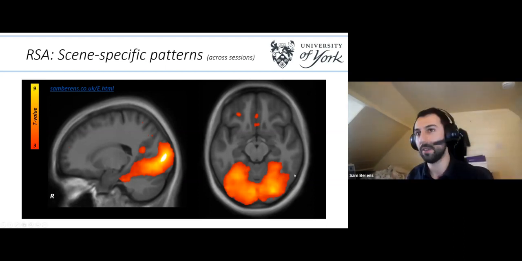And obviously, as you would expect, you see these big visual similarity effects in the primary visual cortex, spanning all the way down into the visual ventral stream, the right parahippocampal cortex, and the right retrosplenial cortex, which is good, as we know we're sensitive to effects in these regions. I think that the left parahippocampal cortex came out as well, but not the left retrosplenial.